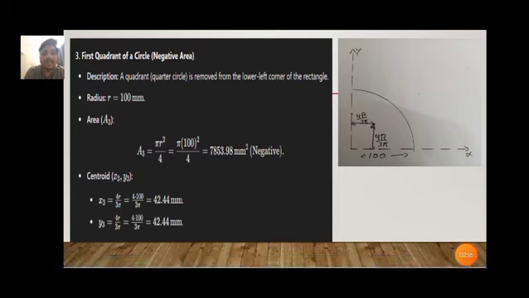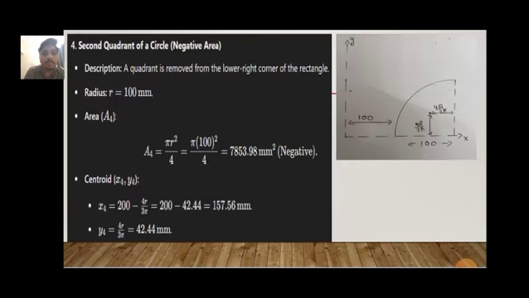First quadrant of a circle with a negative area. The quadrant has a radius of 100 mm, and the formula is 4r by 3 pi. Description: a quadrant, or quarter circle, is removed from the lower left corner of the rectangle having radius 100 mm. Pi r square by 4, we get 7853.98 millimeter square negative. The centroid with respect to the x-axis is 4r by 3 pi, 42.44 mm. With respect to the y-axis, 42.44 mm.